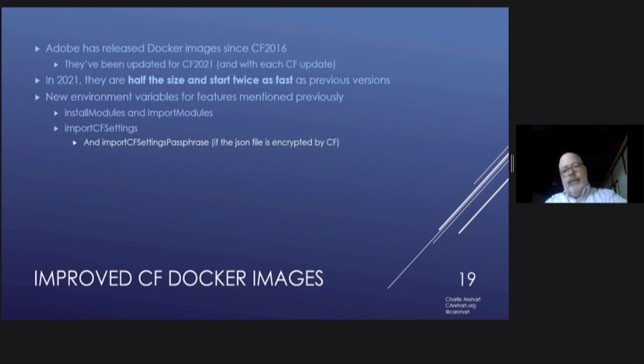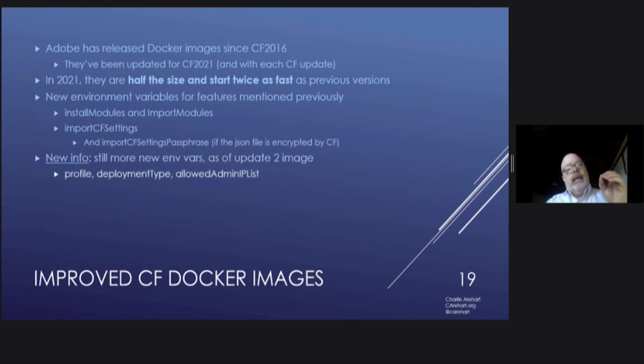And check this out. There's also an import CF settings passphrase if you want to encrypt that JSON file so that people can't just open it and look at it. There is that. And there's still more environment variables as of Update 2. You can name what kind of profile, meaning production, development, staging, QA. There's also a deployment type, which is production, development, production plus secure profile. And then there's the allowed admin IP list.